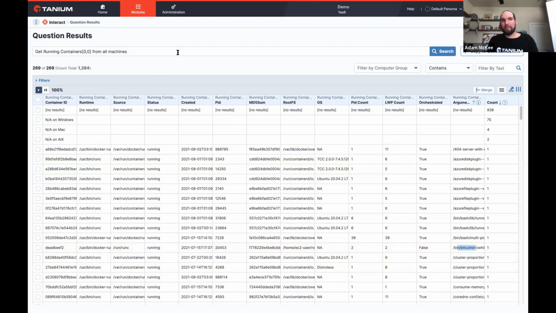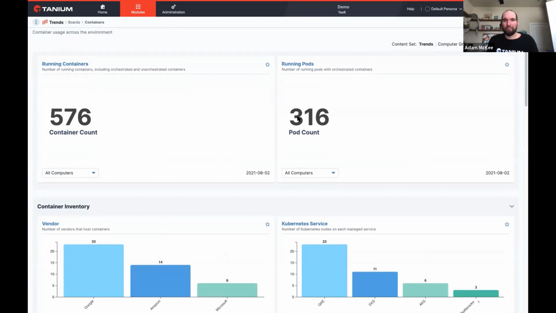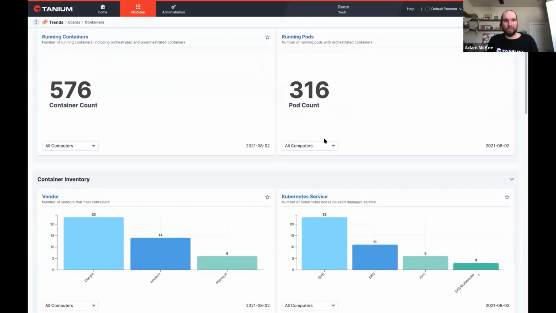And then, of course, the other part of this solution that is not available from the solutions page, you have to actually work with Tanium support, is our trends board. So in a trends version coming soon, this will actually be available in the gallery. But right now, it's only available via contacting Tanium support. And so the trends board at a high level gives you the capability of seeing the number of running containers over time, the number of pods from your Kubernetes environment.